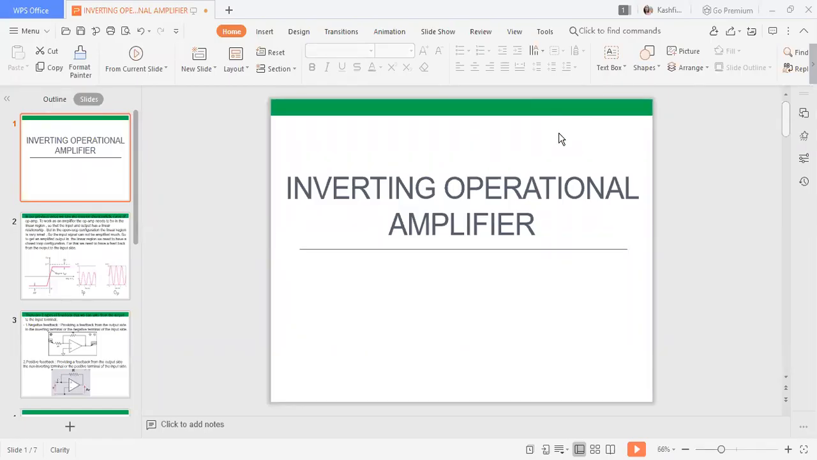So in today's tutorial, I am going to discuss the inverting operational amplifier. So let's move on.